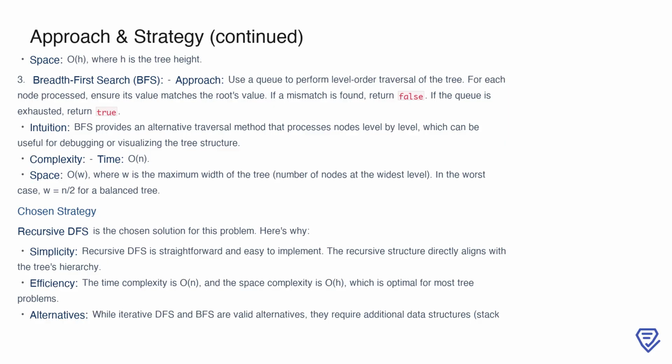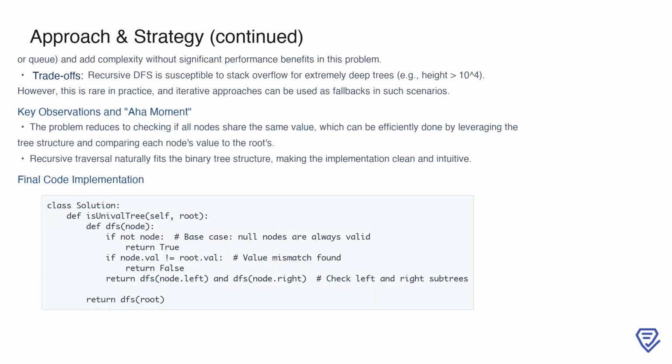The implementation is clean and intuitive, making it easy to understand and maintain. While iterative DFS and BFS are valid alternatives, they introduce additional data structures like stacks or queues, which add complexity without offering significant performance improvements for this specific problem. Recursive DFS does come with some trade-offs, such as the risk of stack overflow in cases of extremely deep trees, such as those with a height greater than 10 to the power of 4. However, these scenarios are rare in practice, and iterative methods can serve as fallbacks if needed.